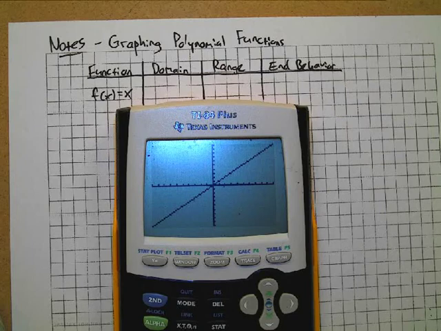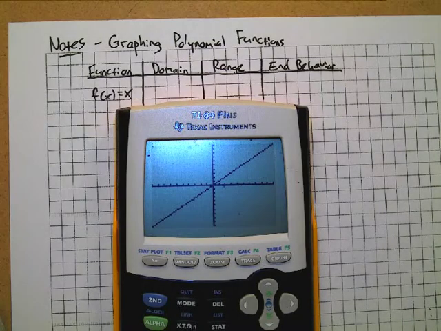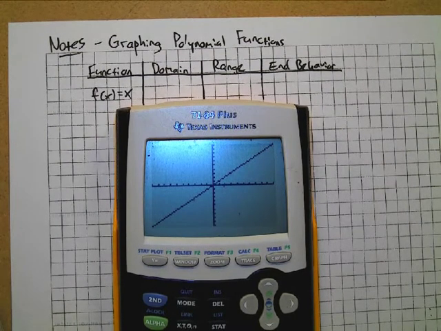And when we graph that, we're going to then identify these pieces of information here, right? So we want to be able to determine all these little aspects here. So let's go to someone. All right, well, let's go to Leon. What is the domain of f of x equals x?